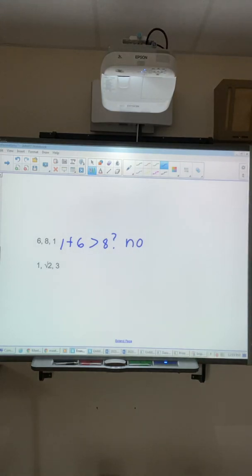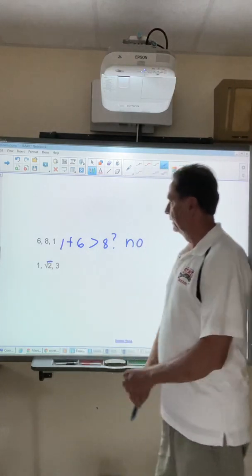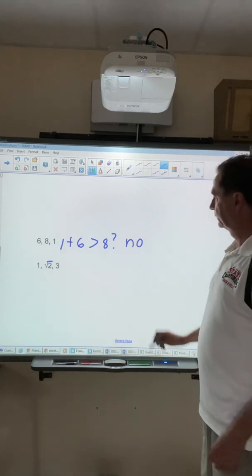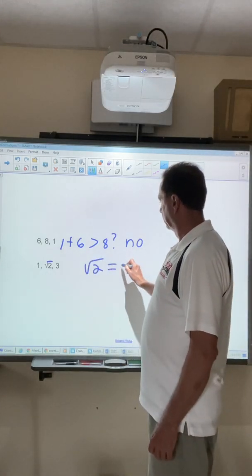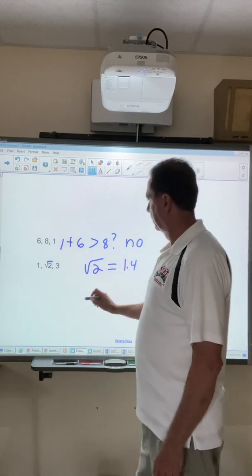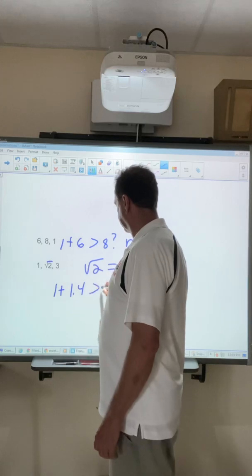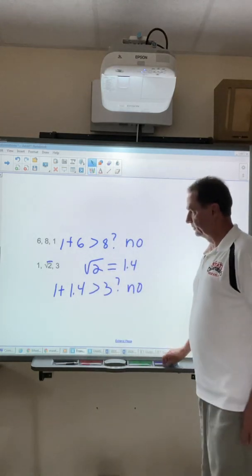Or they do something like this: 1, square root of 2, and 3. Okay? You just got to take your calculator out and find out what square root of 2 equals. Square root of 2 is about equal to 1.4. So is 1 plus 1.4 more than 3? The answer is no. So that can't be the sides of a triangle either.